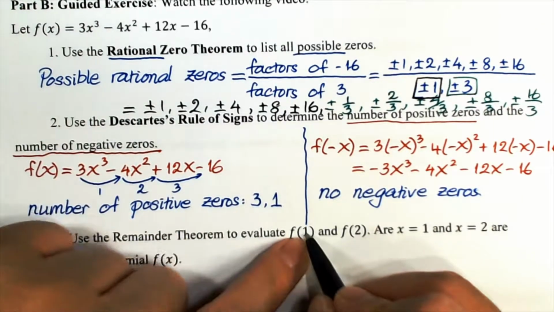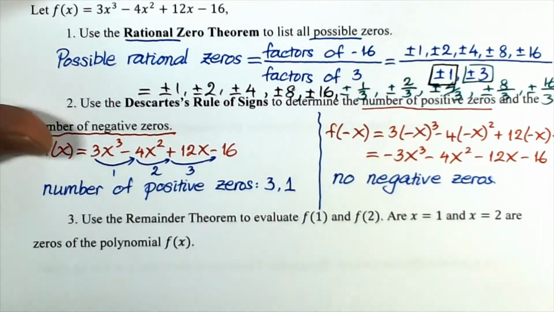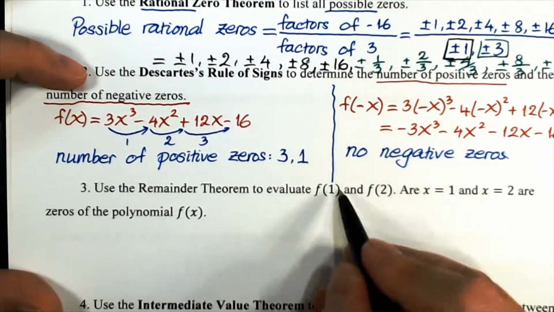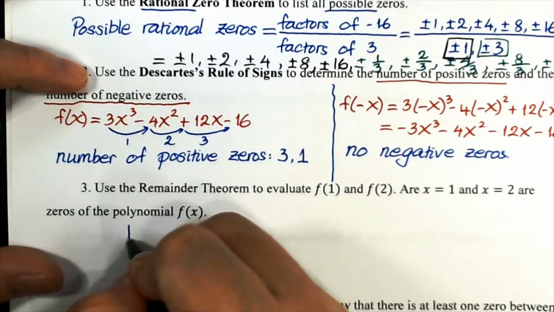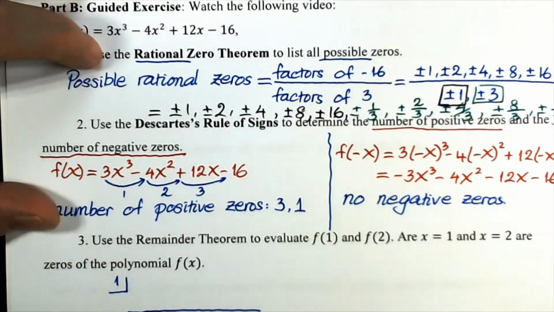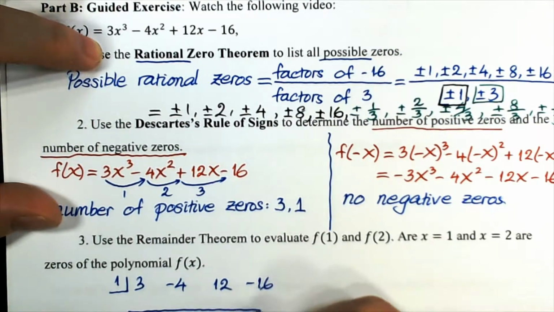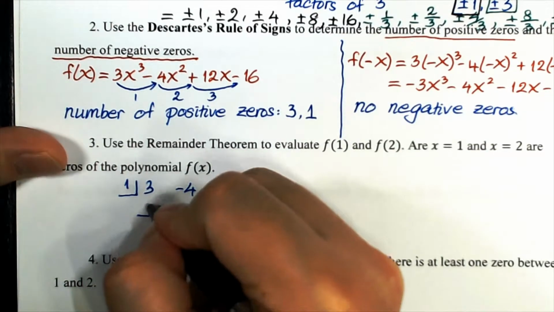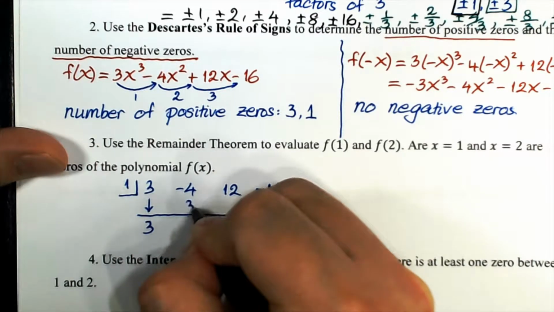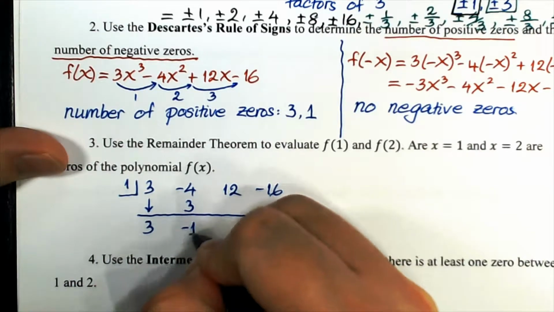Instead of substituting 1 into x, we do it this way. I will use synthetic division. That's a nice way to evaluate the values of the function. F of 1, so I will divide by 1, or x minus 1. The coefficients are 3, negative 4, 12, and negative 16. Right. Carry down 3. 1 times 3 is 3. Negative 4 plus 3 is negative 1. Multiply.